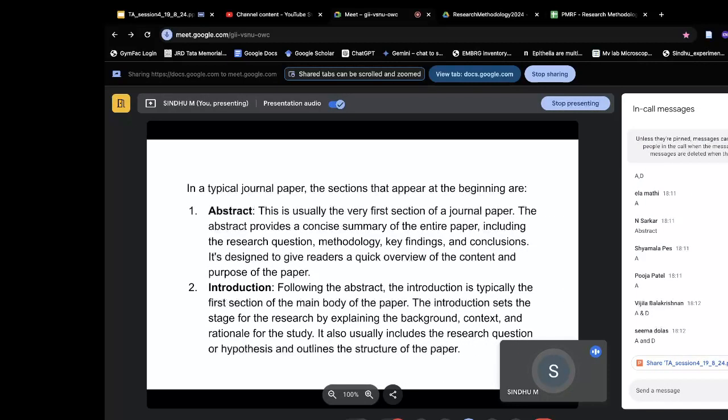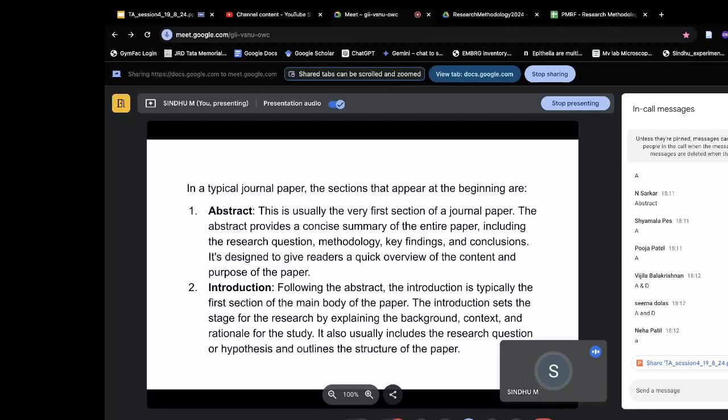Most of you have got option A correct, which is the abstract. That is, just after the title of the paper, that will come first. And because they are asking about the beginning of the paper and not just what comes first, after the abstract, the introduction comes just after that. So the correct answer to this question is abstract and introduction.